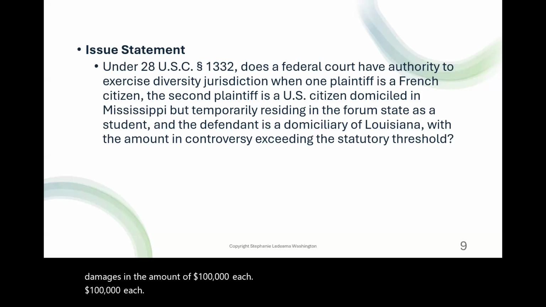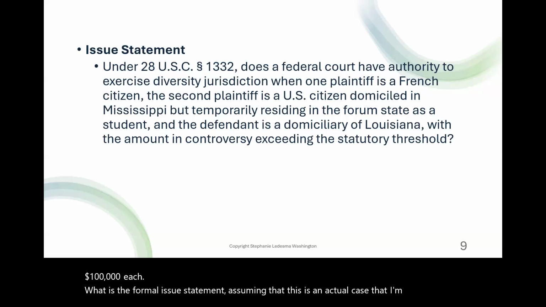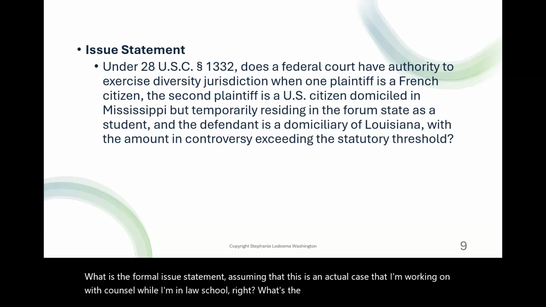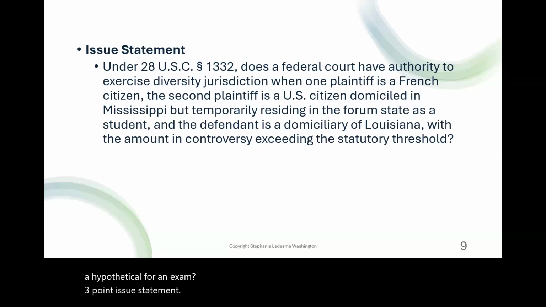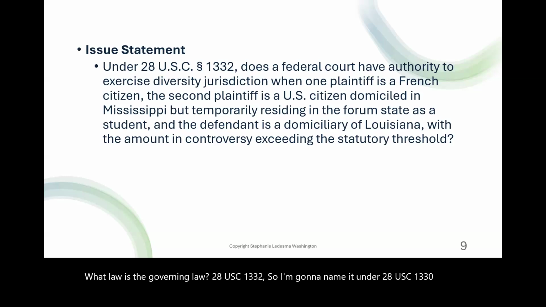What is the formal issue statement? Assuming that this is an actual case that I'm working on with counsel while I'm in law school, right? What's the issue statement? Or assuming that this is a hypothetical for an exam. Three-point issue statement. What law is the governing law? 28 U.S.C. 1332. So I'm going to name it. Under 28 U.S.C. 1332, here's my legal question.